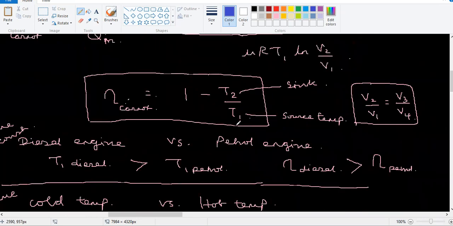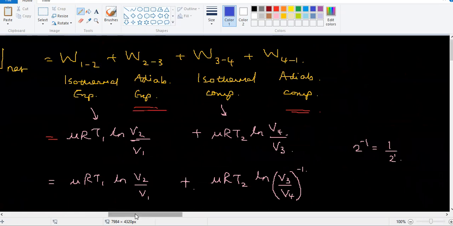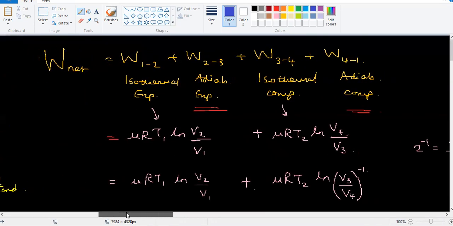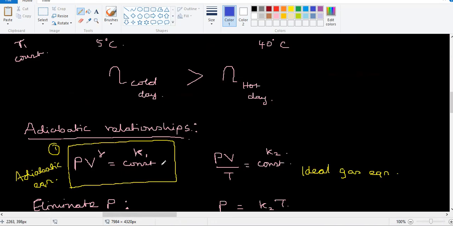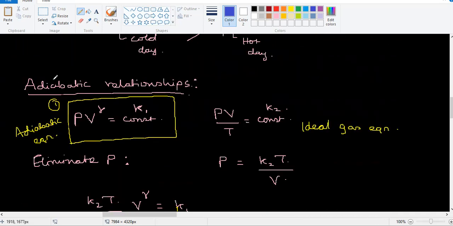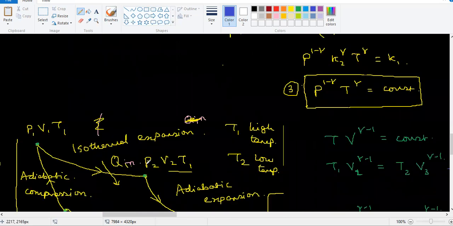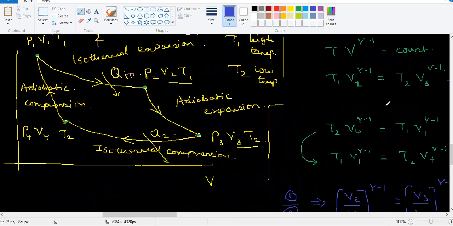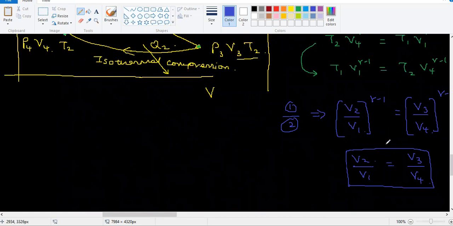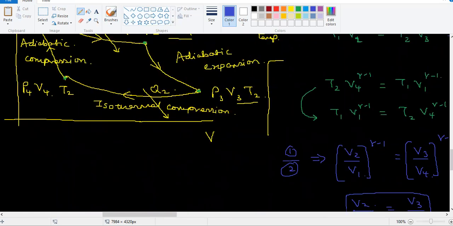But then how do I know V2 by V1 is equal to V3 by V4? That's where you have a long derivation here. So you have to start from the adiabatic relationships. At least you should start from here. So you should show this part, then derive this. So take it down properly.